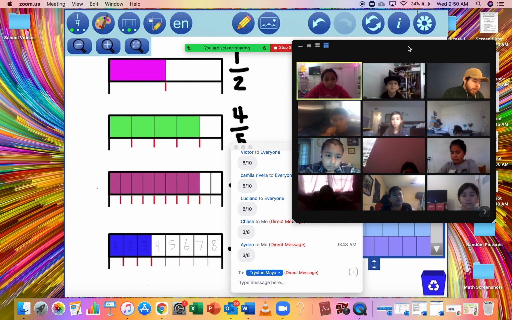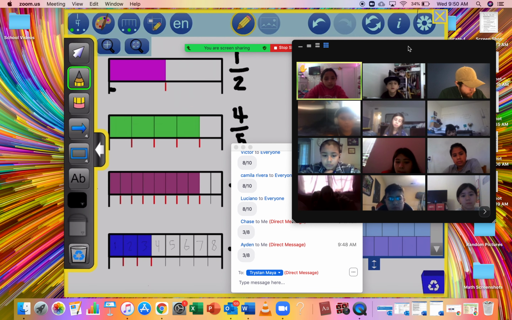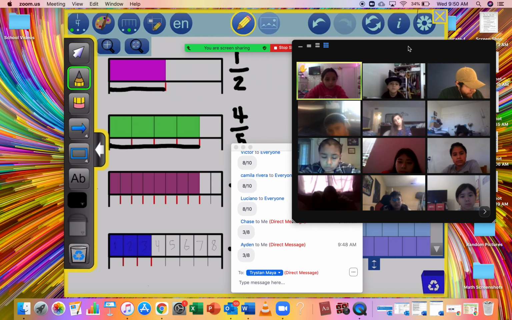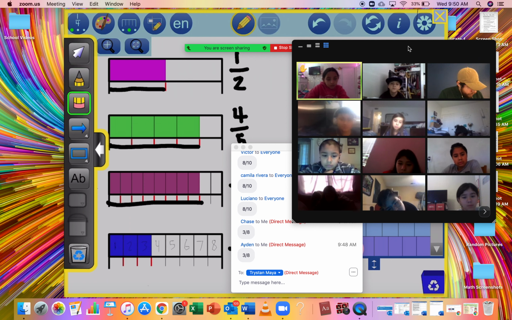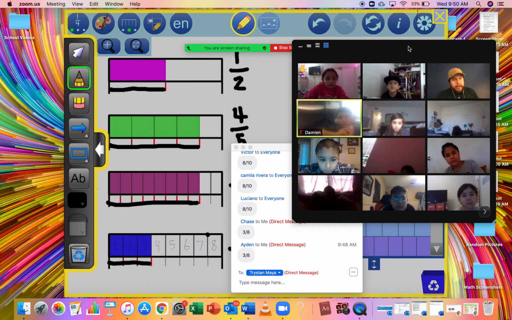Because I'm not talking about the individual pieces. We're talking about how far the shaded part goes. So if we look at this one, the shaded part goes to here. The green one, the shaded part goes to here. The purple one, the shaded part goes to here. And the blue part, the shaded part goes to here. So she is correct saying that 3/8 is the smallest one, but 1/2 is not quite the biggest one.